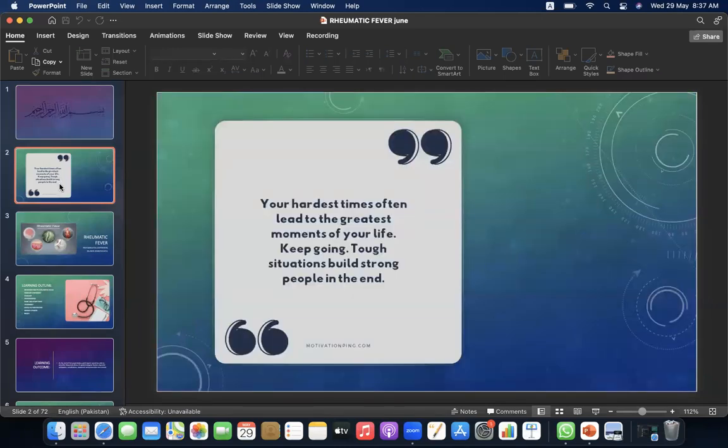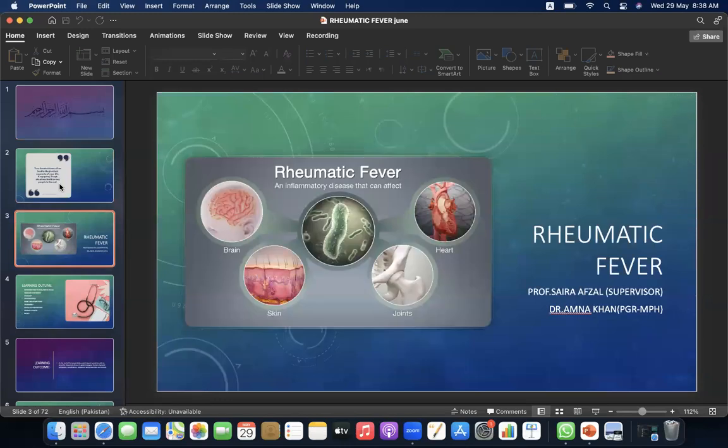Your hardest times often lead to the greatest moments of your life. Keep going through. Tough situations build strong people in the end.